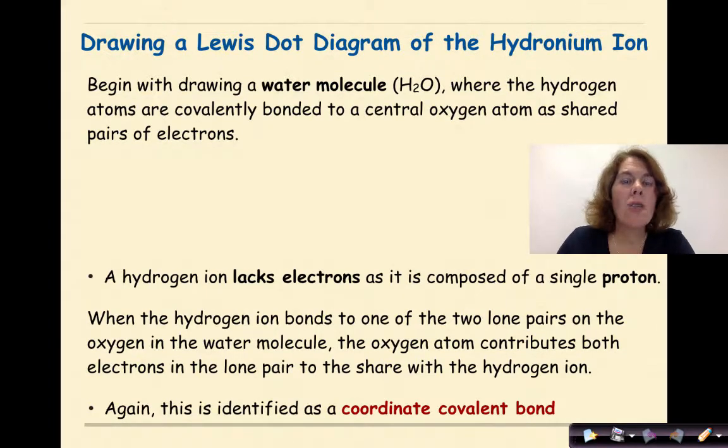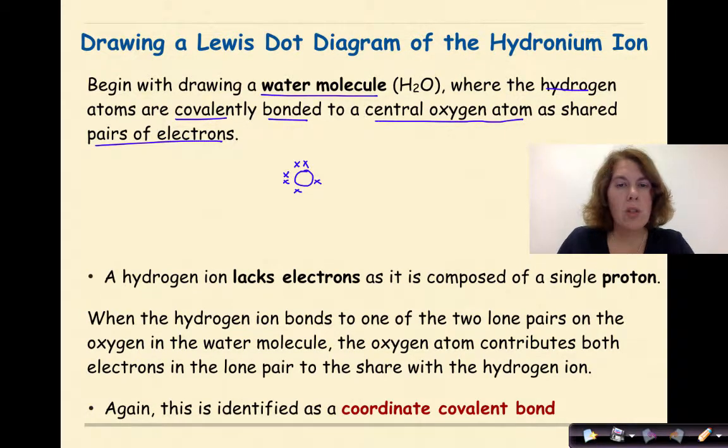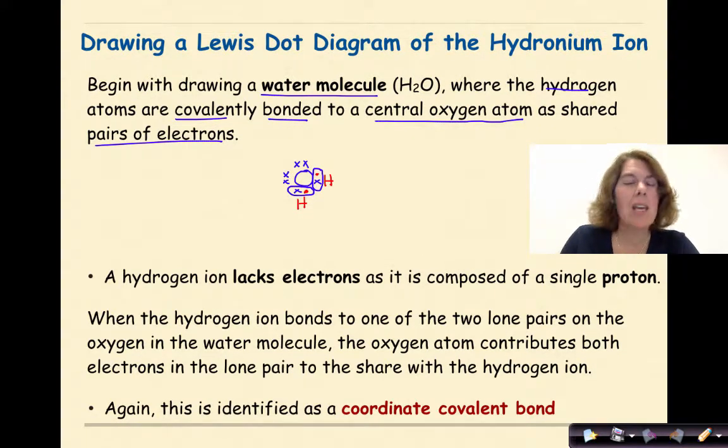So we're going to start by drawing a water molecule where the hydrogen atoms are covalently bonded to a central oxygen atom as a shared pair of electrons. So here's oxygen, 1, 2, 3, 4, 5, 6. Here's my 2 hydrogens. Here's 1. Here's 2. And these are my shared pairs of electrons right here. Each atom is donating an electron. They've got their full octet. Oxygen's got 8. Hydrogen's got 2. Everybody's happy.